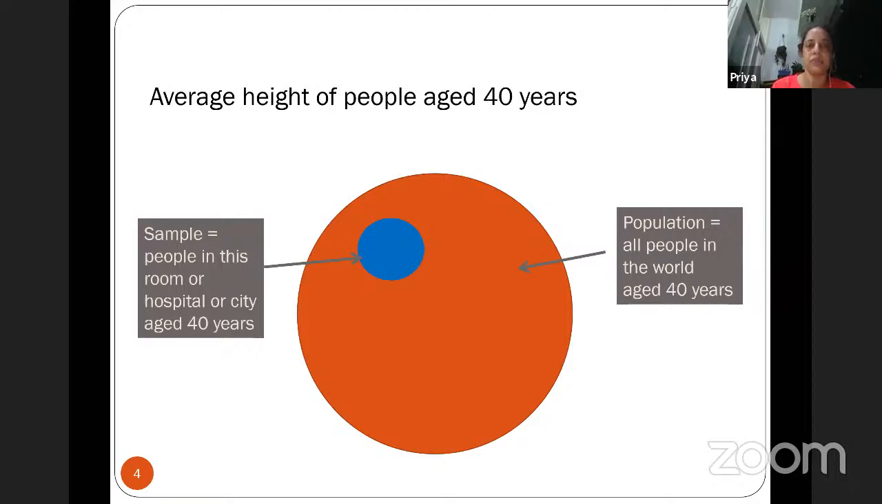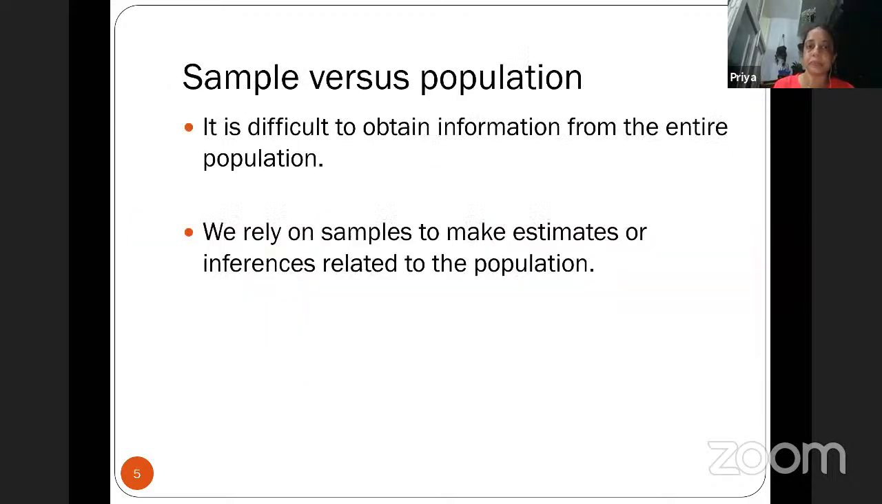And the same thing happens when we do any study. When you run a clinical trial, or you do a prospective observational study, or you collect data from electronic medical records, what you're doing is collecting data on a sample of X number of people, and then you extrapolate that to the entire population. Just to go over this once again, because it's difficult to obtain information from the entire population, we rely on samples to make estimates or inferences related to the population.